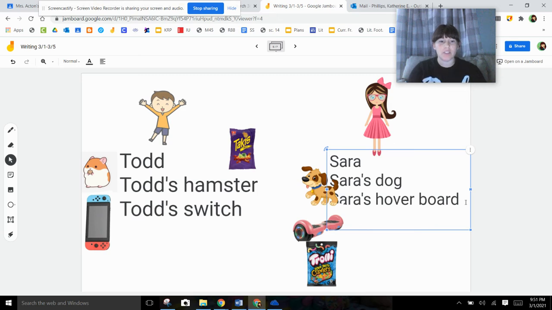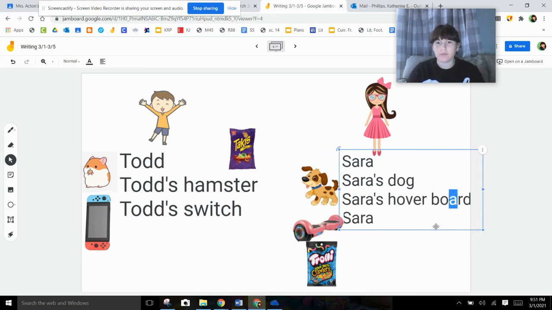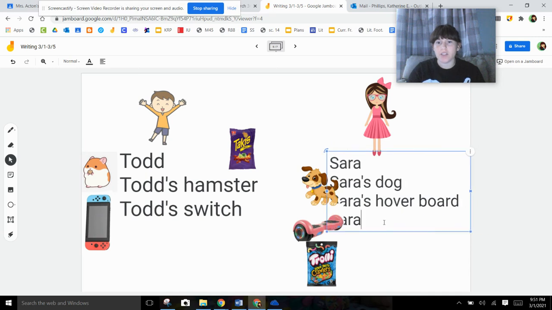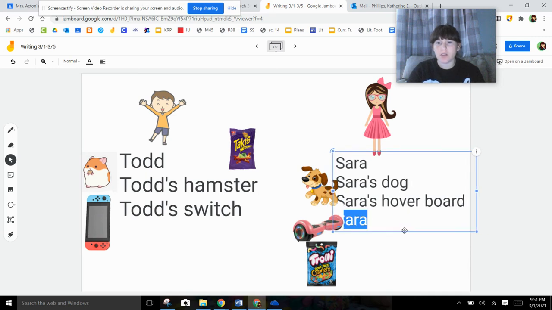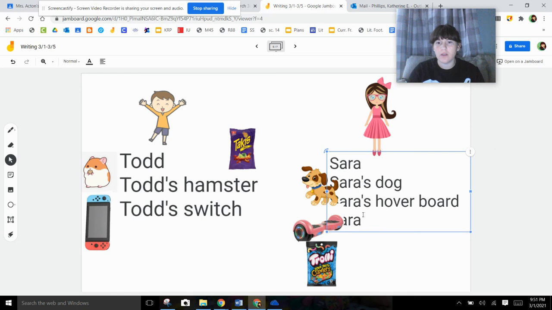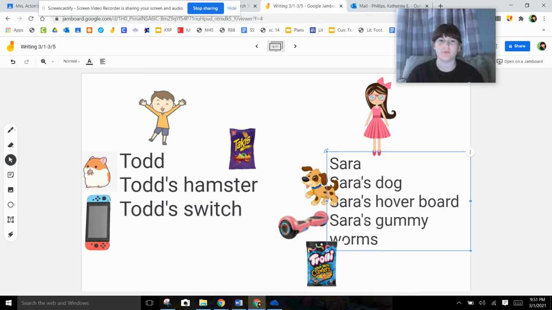All right, then let's give Sarah the gummy worms. So again, to show that it's Sarah's, we would make Sarah's name. Then to show whatever the object is that we're talking about belongs to her, we would put an apostrophe S on it to show that she's possessive over it. So it's not just Sarah gummy worms, it's Sarah's gummy worms.